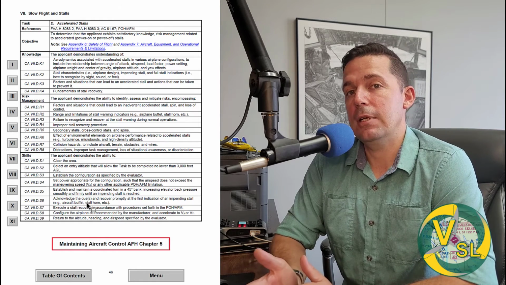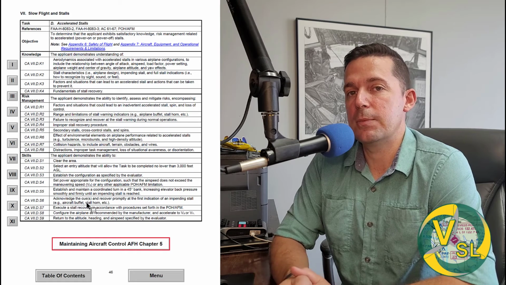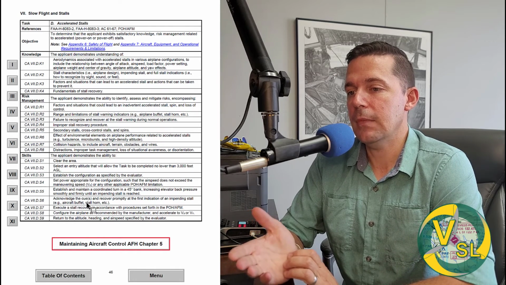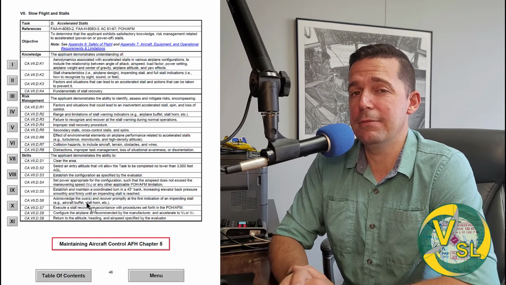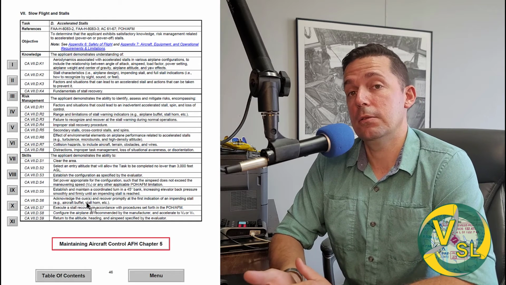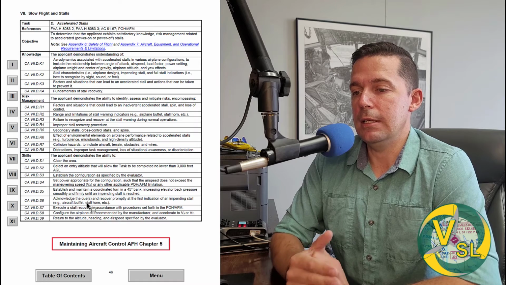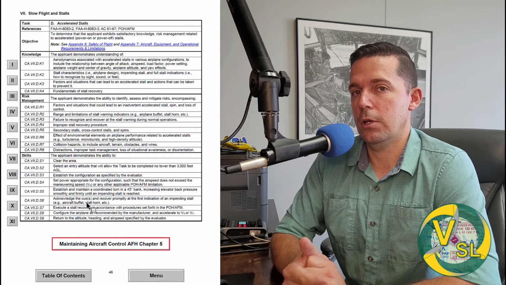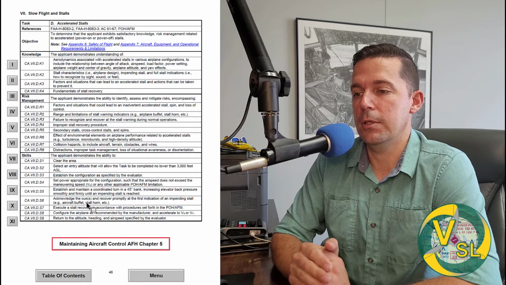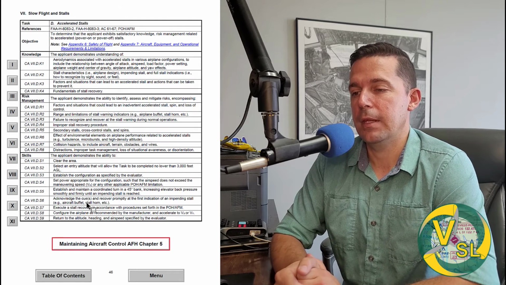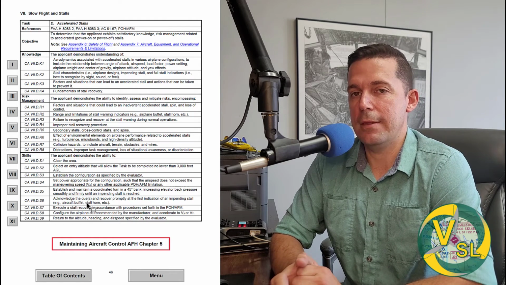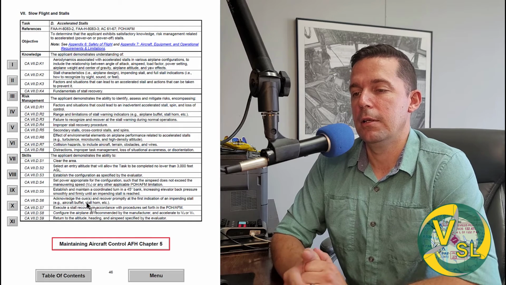So accelerated stalls, this is a new stall we didn't do as a private pilot that we're doing as a commercial pilot. We're going to do this in our CFI as well, and also our ATP. But the accelerated stall is really a G stall. We're causing the airplane to stall because we're adding load factor to it. And our stall speed increases by the square root of the load factor.